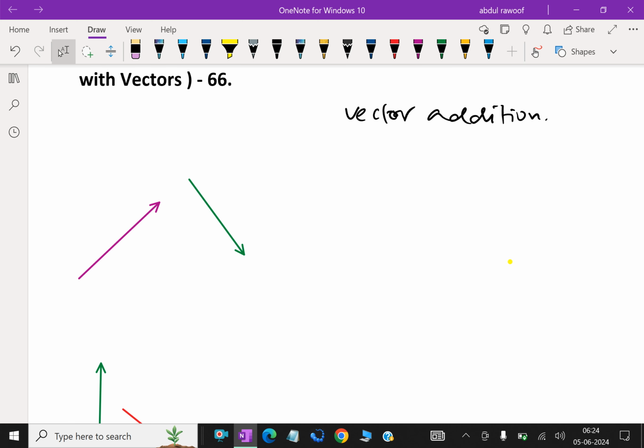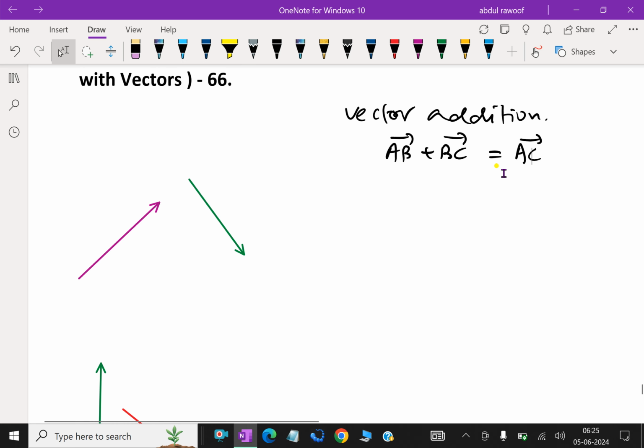Suppose we have two vectors AB plus BC. We have to write the resultant vector with the starting point A of the first vector and the end point C of the second vector. Therefore, you can say AB plus BC is AC.